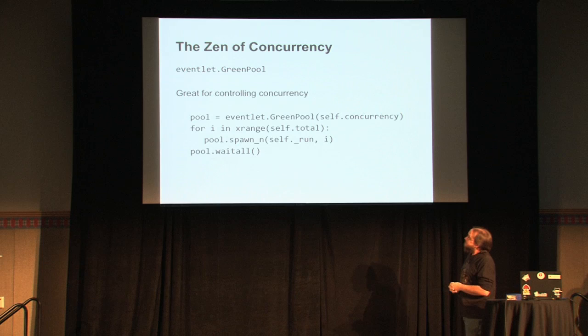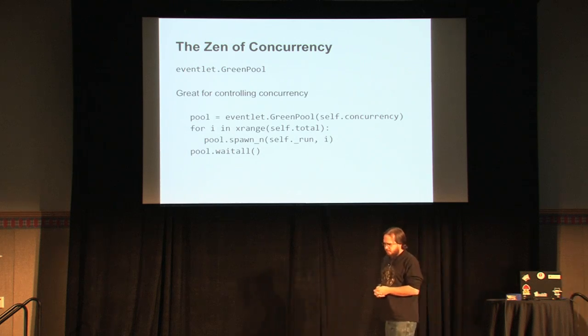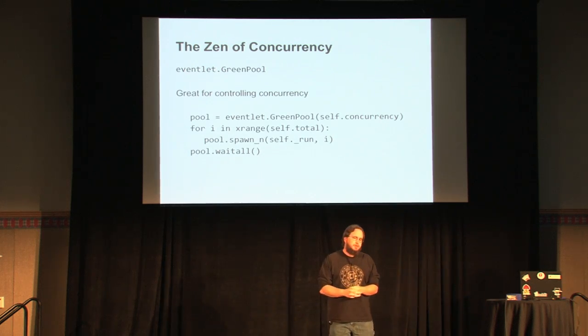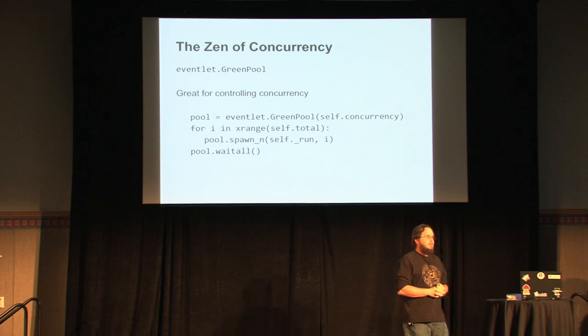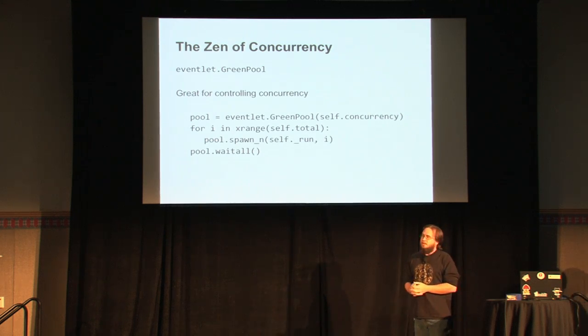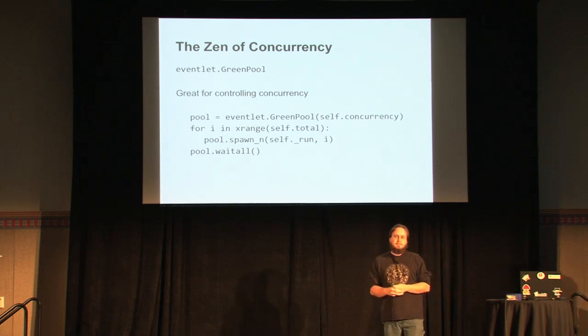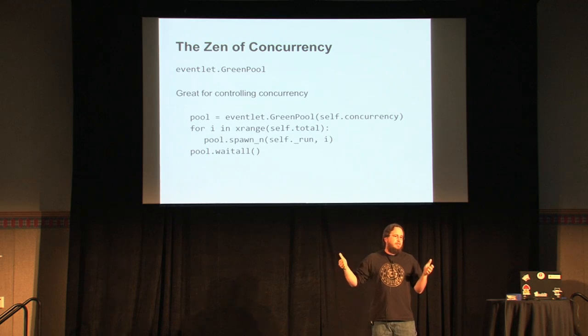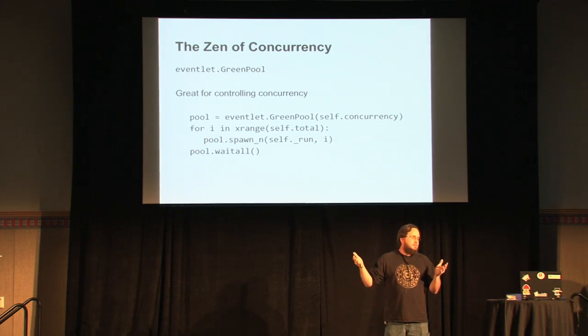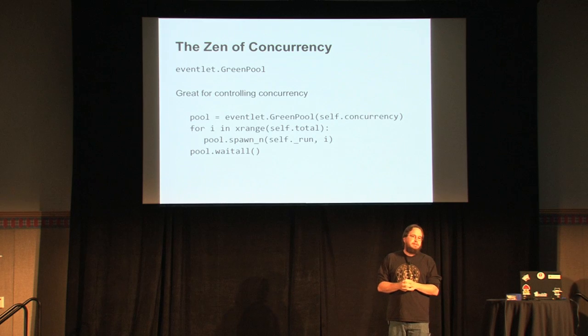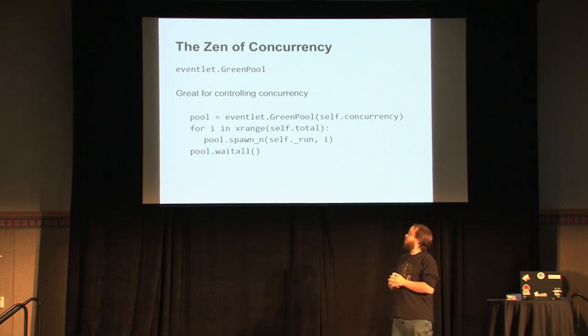So, the Zen of concurrency. Another nice little utility, and this is actually used quite a bit in most of OpenStack, is the idea of a green pool. And what the green pool gives is a great way for controlling concurrency. So you can basically specify a set of however many, whether it's 100 or 1,000, whatever, green threads in a pool that are available for you to use.